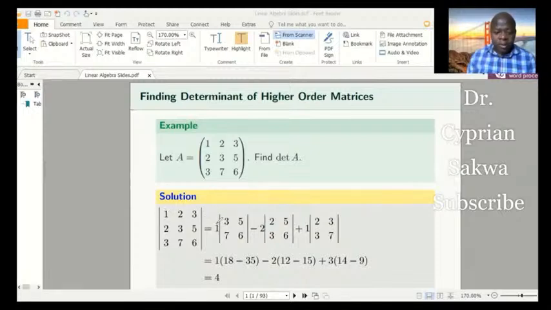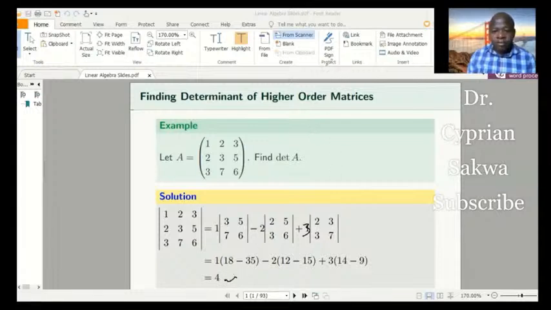So we just proceed. This will be 1 multiplied by this determinant, minus 2 multiplied by this determinant, plus 3 multiplied by this determinant. What is this determinant? This is 18 minus that 5. And that's what I have here: 1 multiplied by 18 minus that 5. Then minus 2. The determinant here is 12 minus 15. And this is 14 minus 9. So that's what I have. Using a calculator, you find this determinant to be 4.